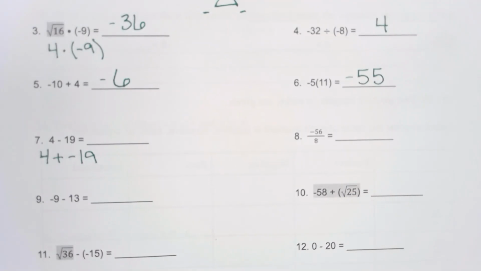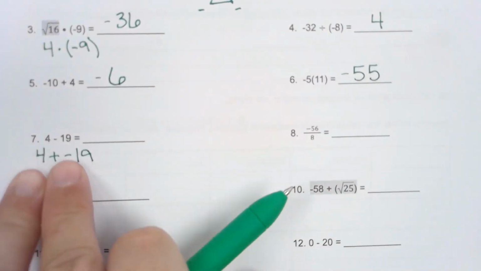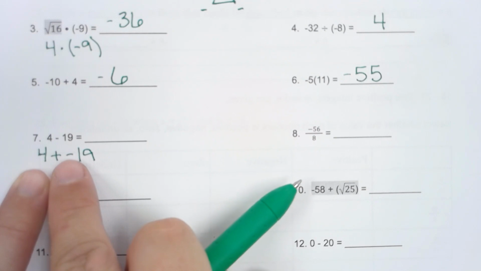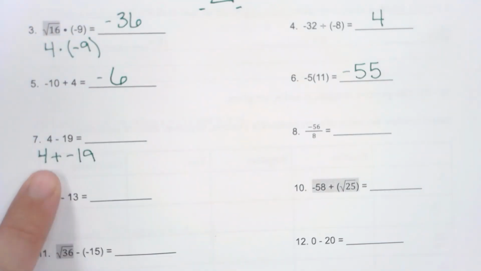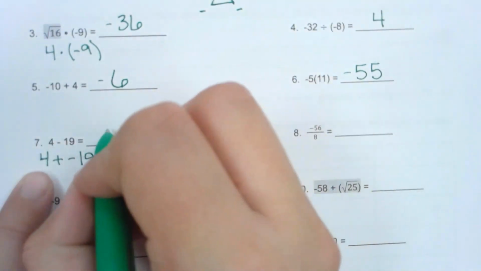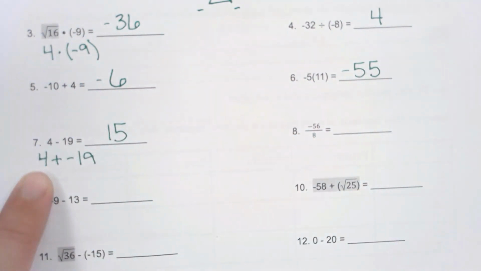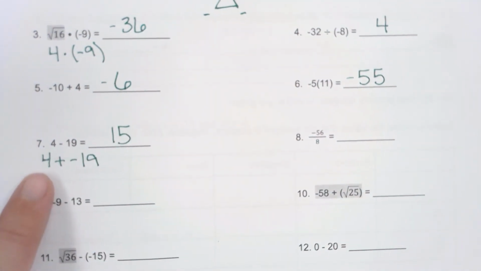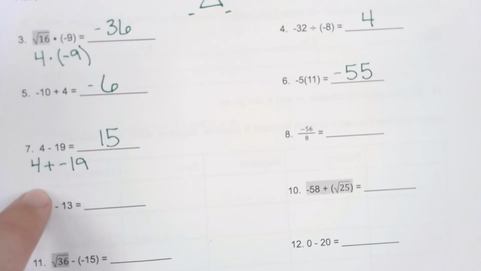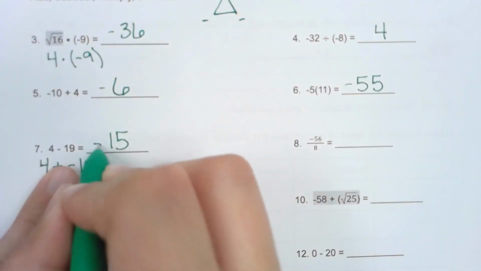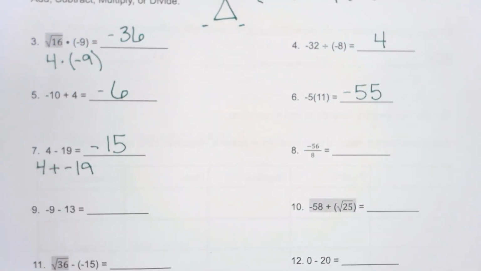After that, you just go back to your adding integer rules. So I see that I have different signs. So again, when you have different signs, you subtract like normal. So 19 minus 4 is going to give me 15. And then you keep the sign of the largest number. So since 19 is bigger than 4 and it was negative, that means that my answer is also going to be negative.